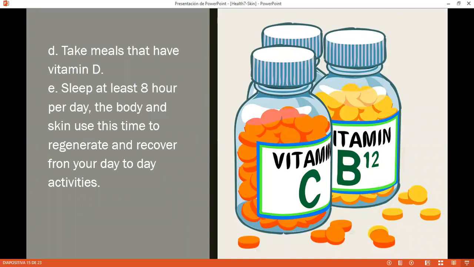Some others involve taking vitamins, okay? You can take them as a medicine, or you can improve your diet and include vegetables and fruits, which carry most of these needed vitamins. And lastly, you need to sleep at least 8 hours per day. The body and the skin use this time to regenerate and recover from your day-to-day activities.